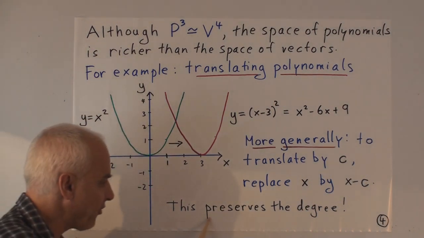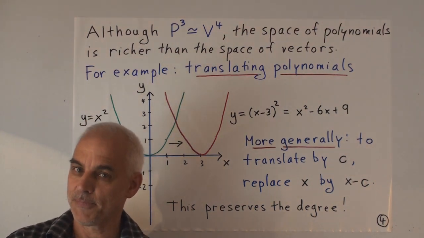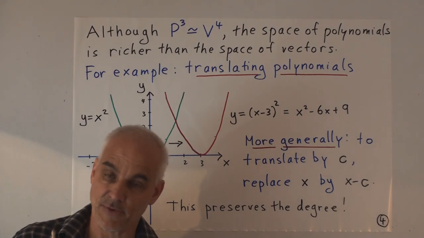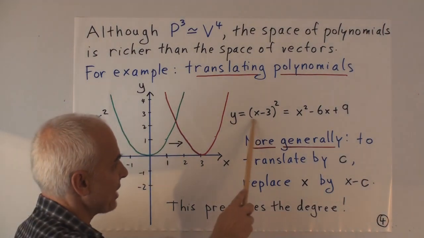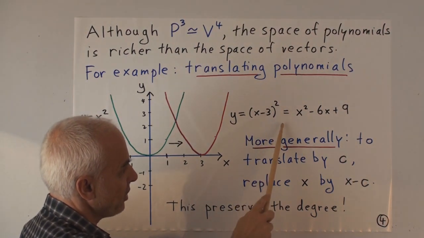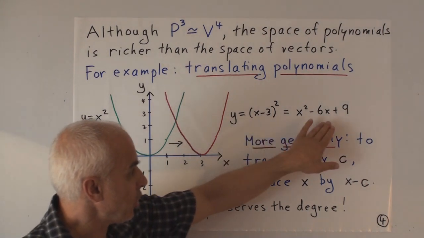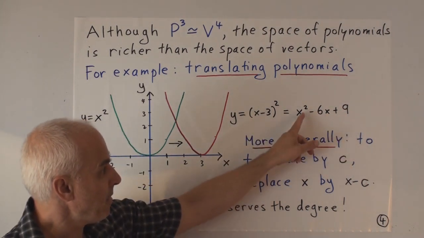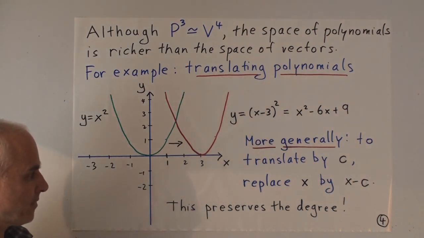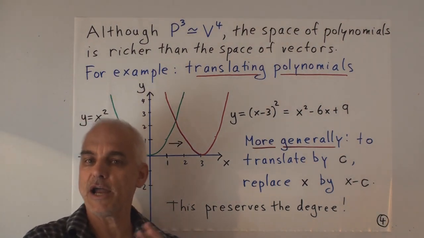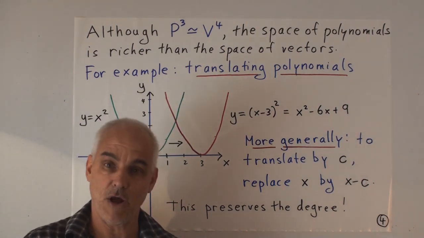And an important observation is that this preserves the degree of the polynomial. So if the polynomial is of degree 3 or less to begin with, when we translate it, replacing x squared with (x minus 3) squared, you can see that doesn't change the degree of the polynomial. It adds some lower degree terms that weren't there before, but the top degree term is still as it was before. So we're not going outside our space of polynomials of degree 3 or less when we translate one of them.